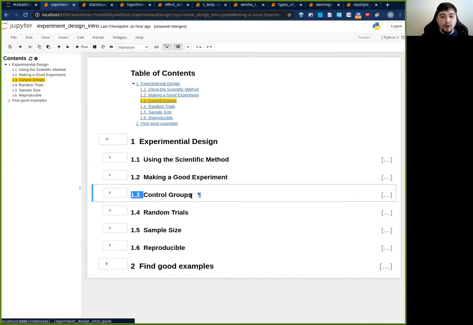Control groups, you always need a control group. You always need something to compare it against. If you don't have something that hasn't changed and you just change it all, you don't know if the results you get are because of the change you've made or it's just something that was already part of the group. So you always need to have that control group.